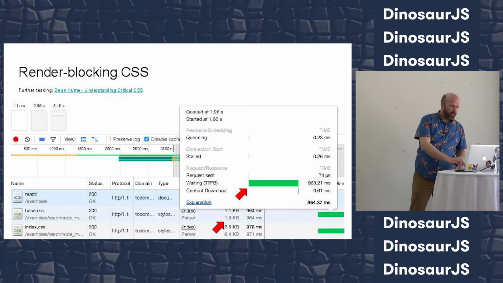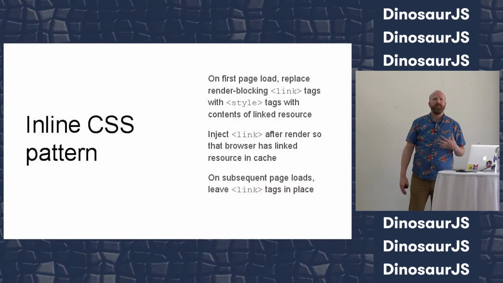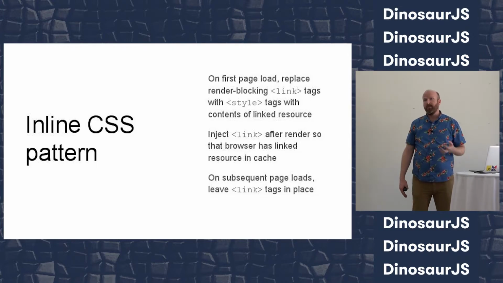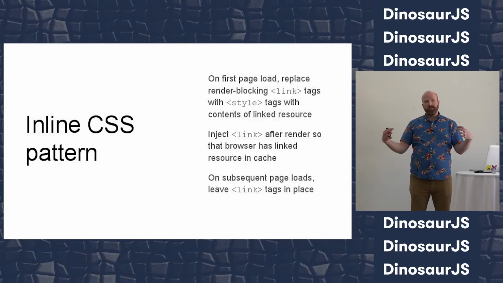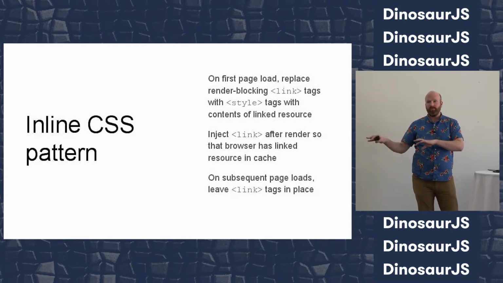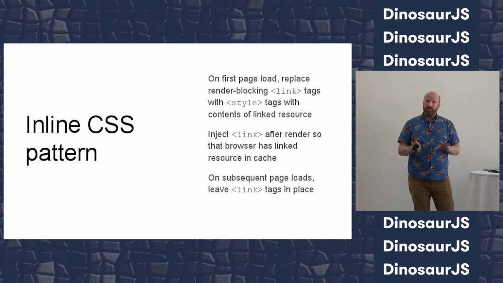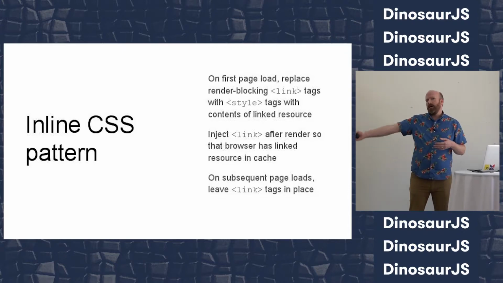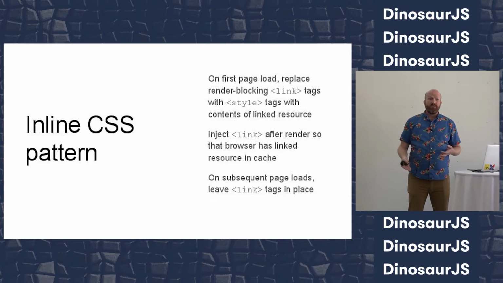So the inline CSS pattern goes like this. For users with a cold cache, the first time they come to your site, you don't put a link tag, you replace the link tag with a style tag that contains the contents of the file that the link tag references. In other words, it's inline right into your HTML payload. Now, this is going to make the HTML payload bigger, but because latency dominates and the browser now doesn't have to make an extra request, you're actually likely to render a lot faster.